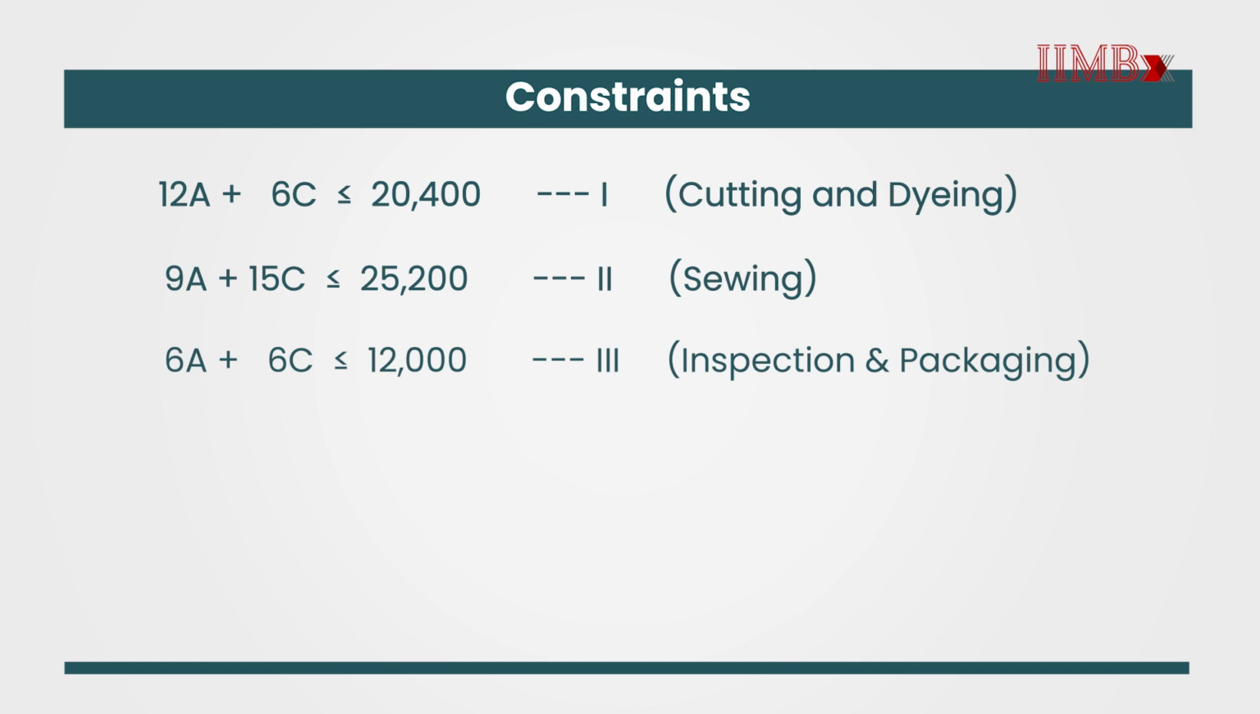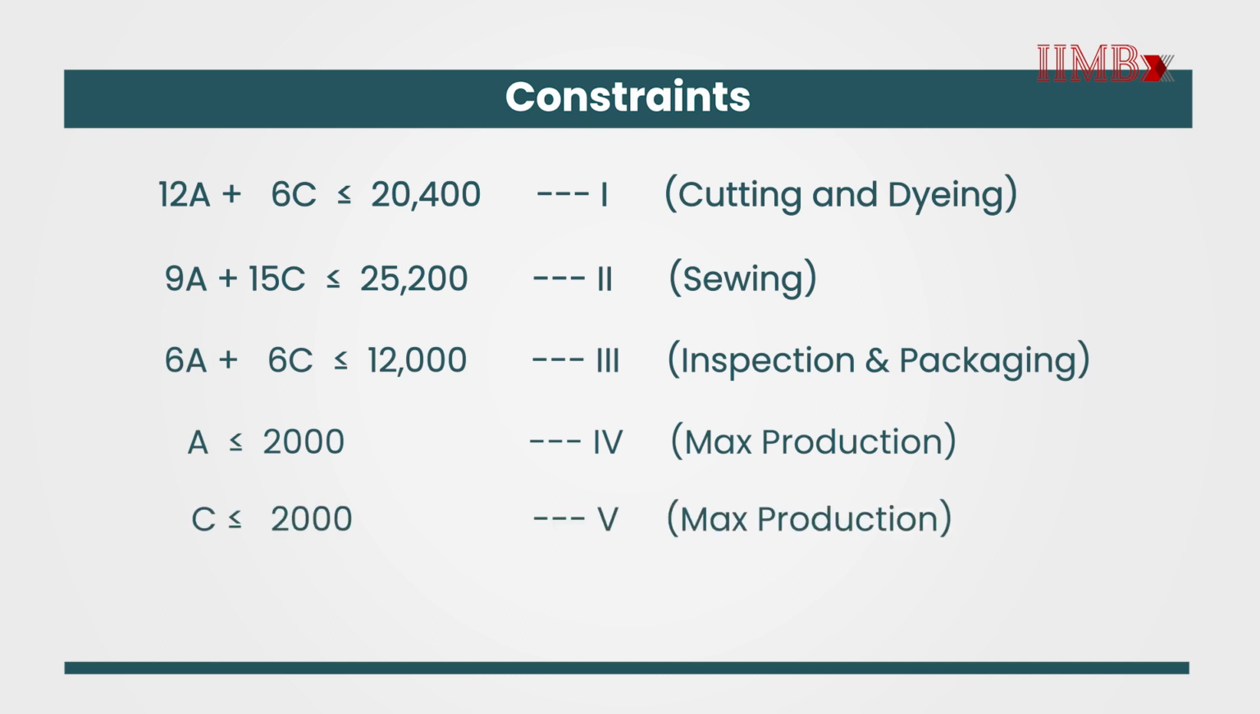Now, do we have other constraints? Well, yes, we do, because the maximum production does not allow us to make any more than 2,000 All-Pro footballs. So that is also a constraint. And similarly, the maximum production of college footballs is also 2,000. So let's add those constraints to the above three. A should be less than or equal to 2,000. That's our fourth constraint. And C should be less than or equal to 2,000.